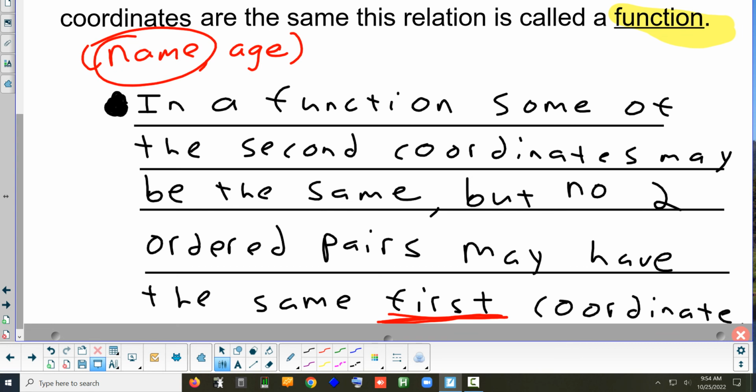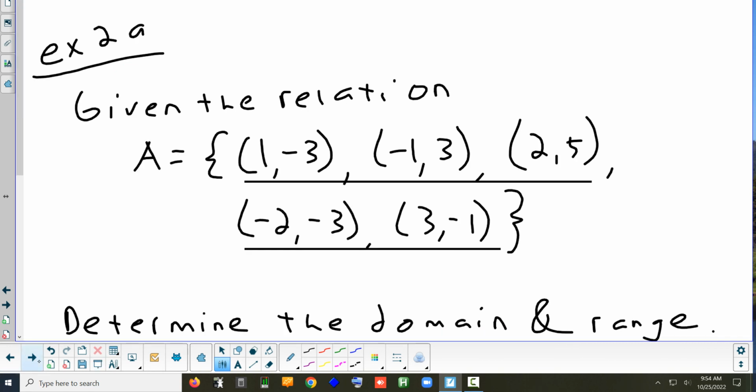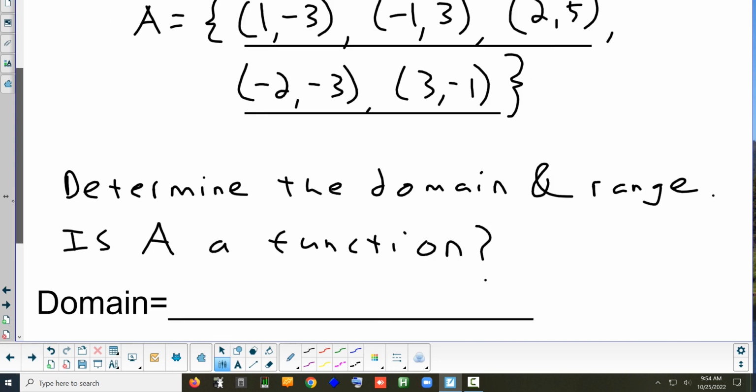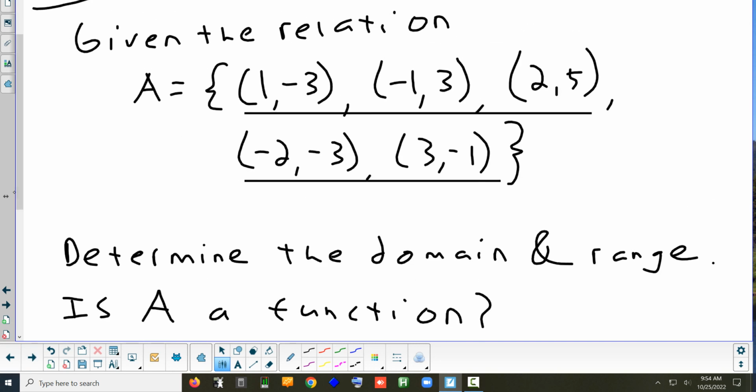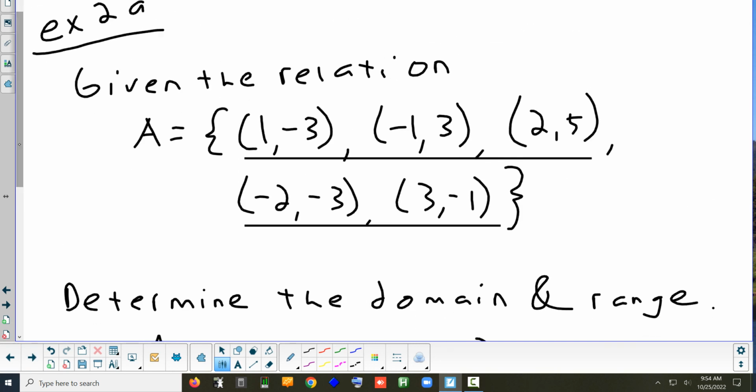Okay, I think that's it for the first page. So if you flip over to page 2, example 2a at the top gives you a relation. Do you guys already have this relation written down? No? Okay, so copy down the coordinates where it says A equals.